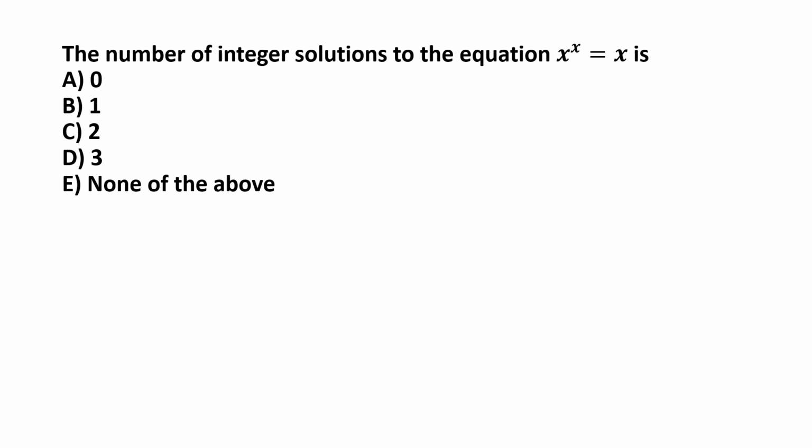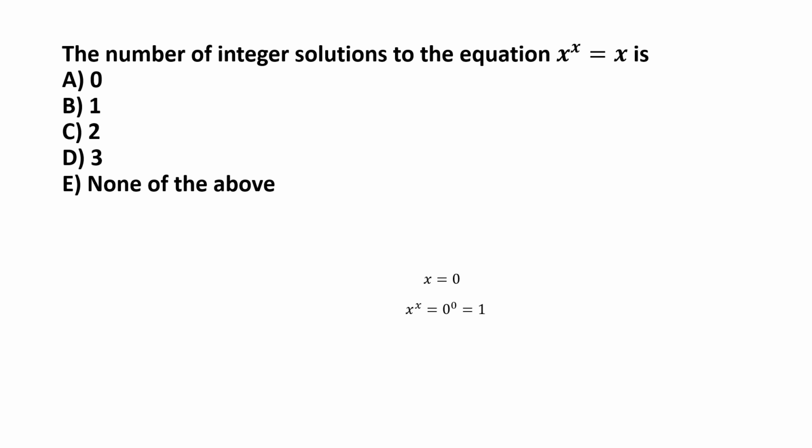In order to find the number of integer solutions, we start with a sort of trial and error approach. So what we do is we start with x equal to 0 and we try to see what x to the power x is. And x to the power x is 0 to the power 0, and 0 to the power 0 is kind of a controversial quantity, but I think the commonly accepted value for it is 1.